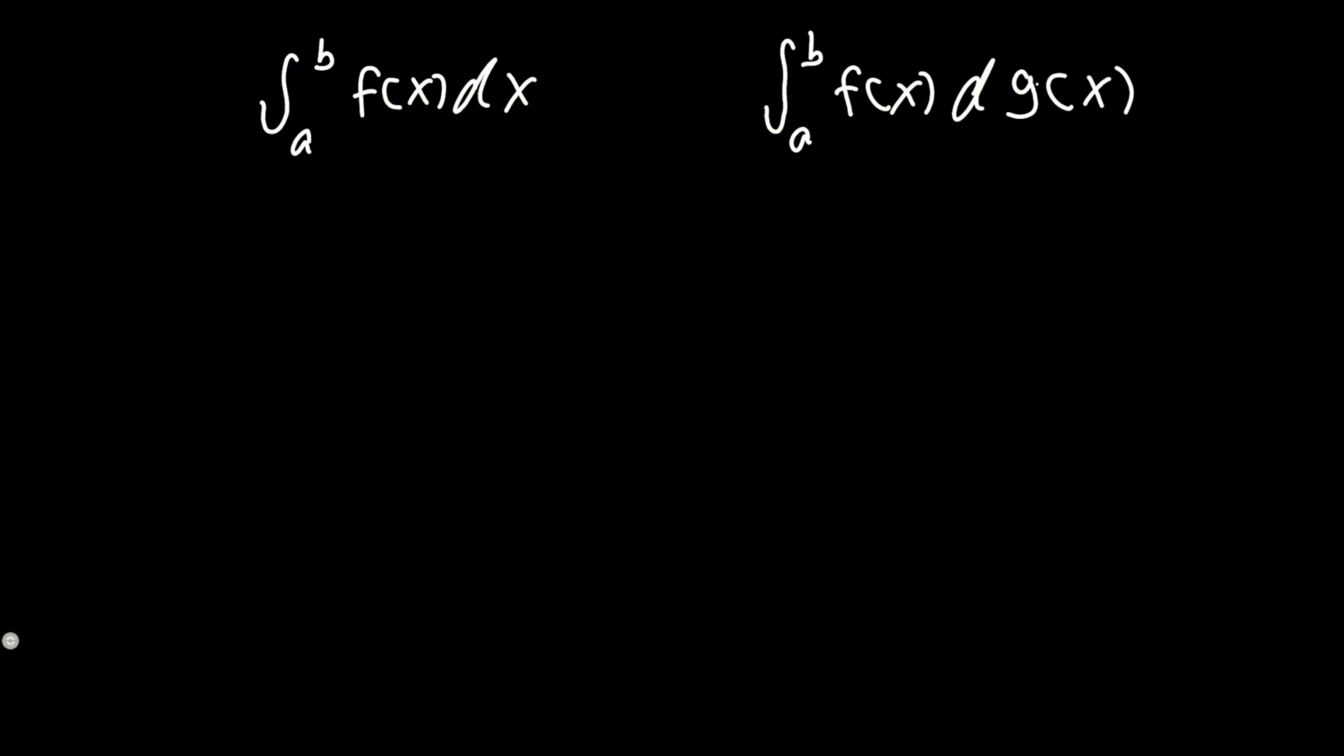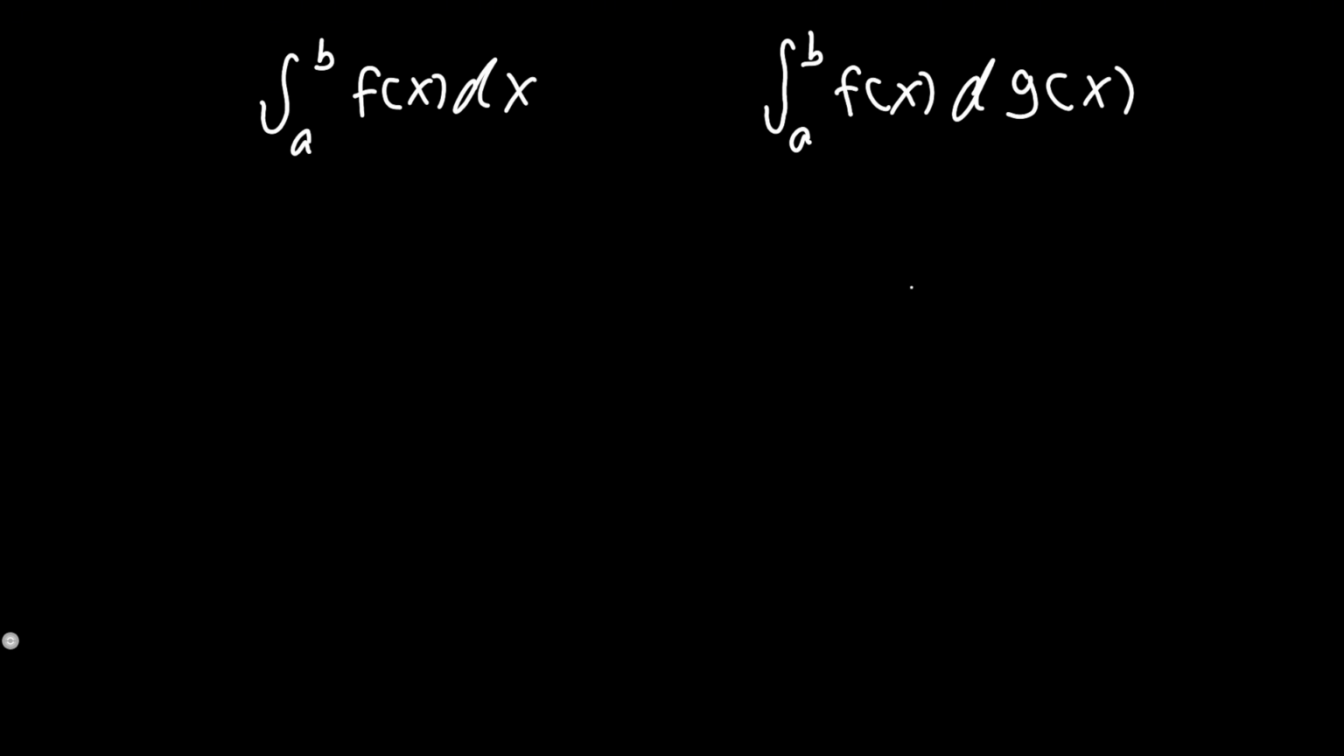For example, if g of x is increasing steadily, it behaves like a normal integral. But if it jumps, stays flat in places, or has specific discontinuities, the Stieltjes integral accounts for that.